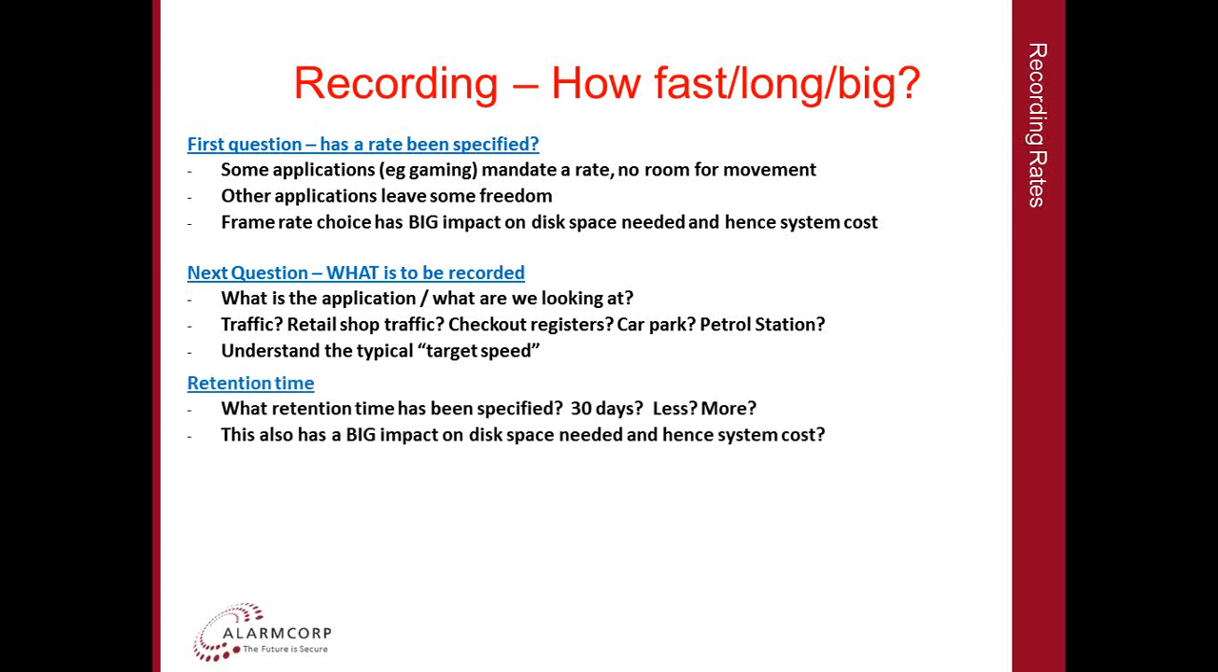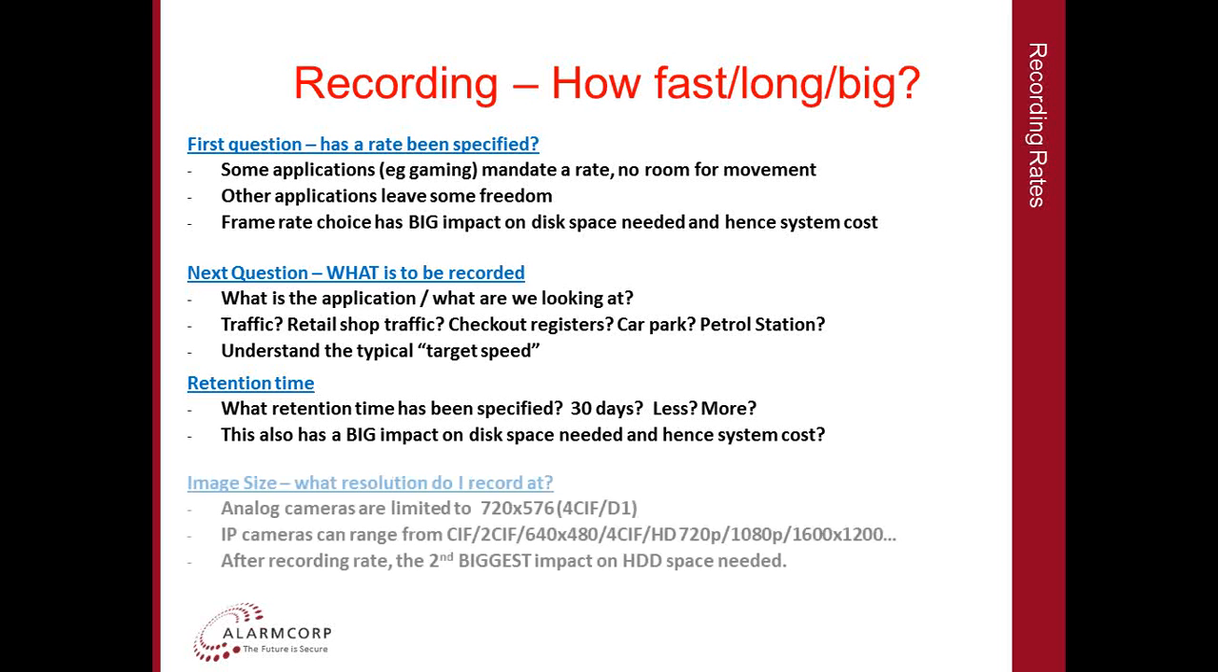And then let's look at retention time. What retention time has been specified? Are we talking 30 days? Are we talking less? Are we talking more? This also has a big impact on disk space needed and hence system cost. And we will get into a little bit more exactly what we mean by system cost.